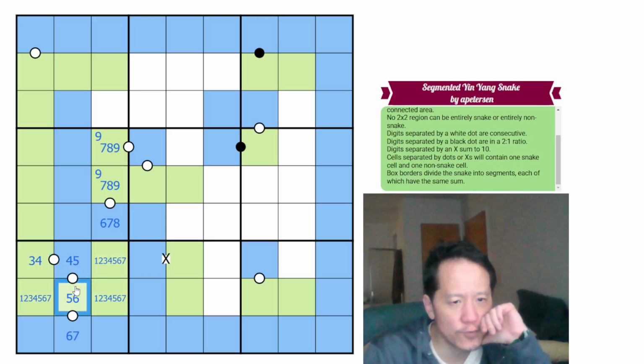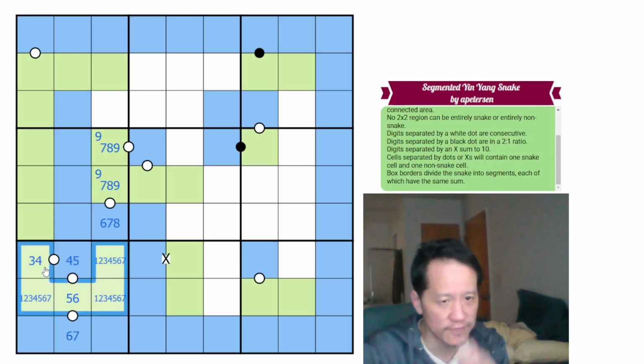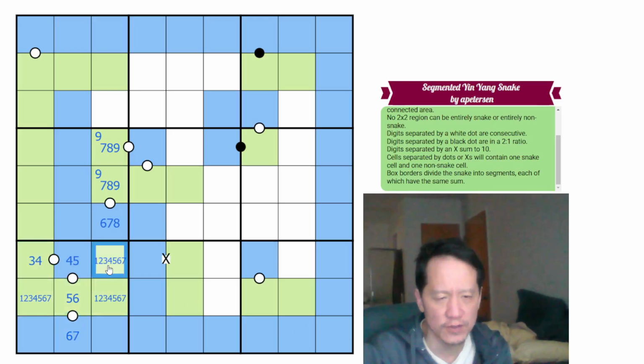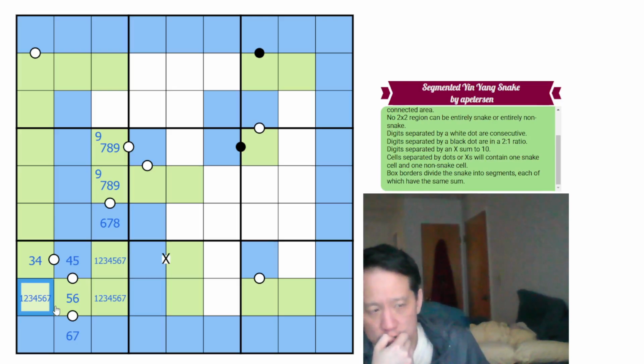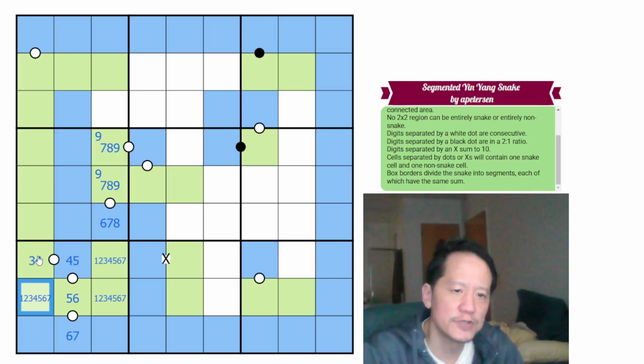So it could be 3, 4, 5, 6, or 4, 5, 6, 7. Can it be 5, 4, 3, 2? No, because 2 has to be in this set of 5. It could be 6, 5, 4. No, can't be 6, 5, 4, 3 either. So this is specifically these, right? It could be, it's okay. This could be 3. Hold up.